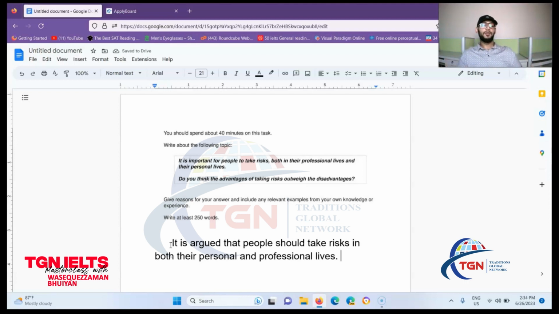Now let's move forward. And how many paragraphs am I going to do? A essay structure, only 4. This isn't discuss both views and give your opinion, where I do 5. এখানে খালি 4টা paragraph লাগবে. Introduction, body paragraph 1, body paragraph 2, and conclusion. Okay, এই 4টা paragraph লাগবে.